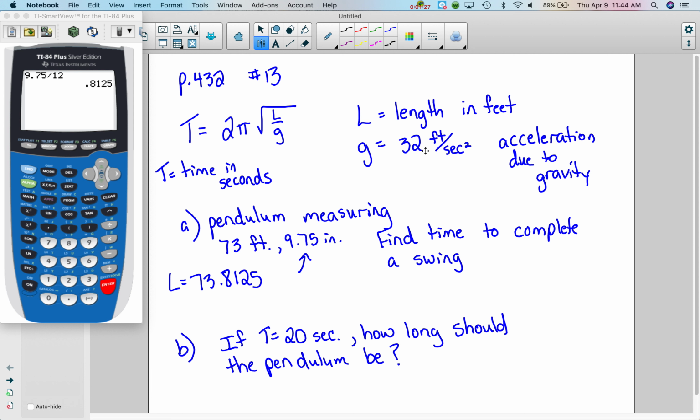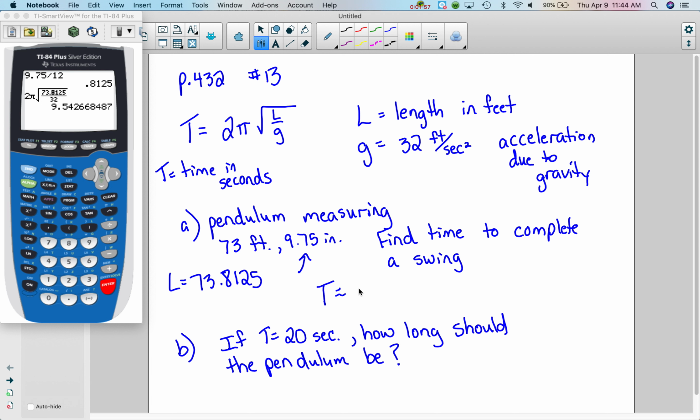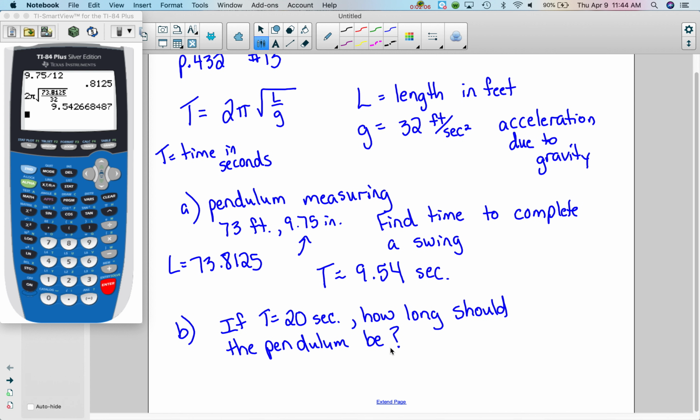And then g, they tell you, is 32 feet per second squared. So we're going to have 2 times pi times the square root of 73.8125 divided by g, which is 32. So when you do that, we get that the time is about 9.54 seconds. And that's how long it takes to complete one complete swing.